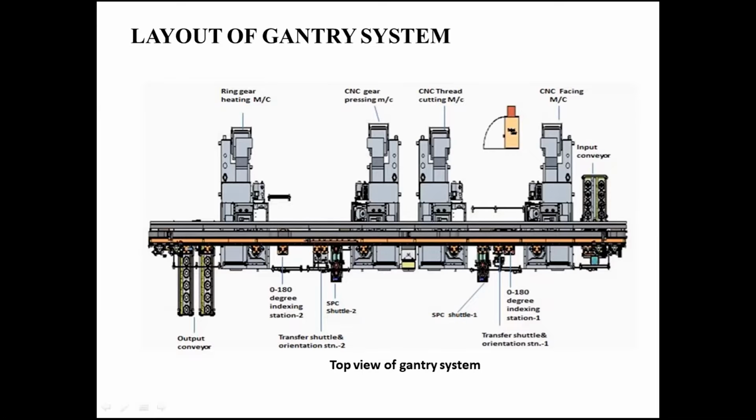Then it moves on to the ring gear heating machine where the gear pressing operations are done. Finally, the gantry unloads the parts and keeps them on the output conveyor, where we can manually remove the part after all the machining operations. This is the top view of our gantry system, and this is the view of the gantry system.